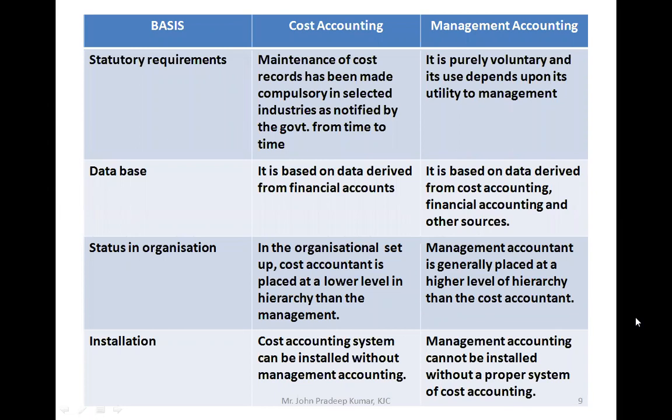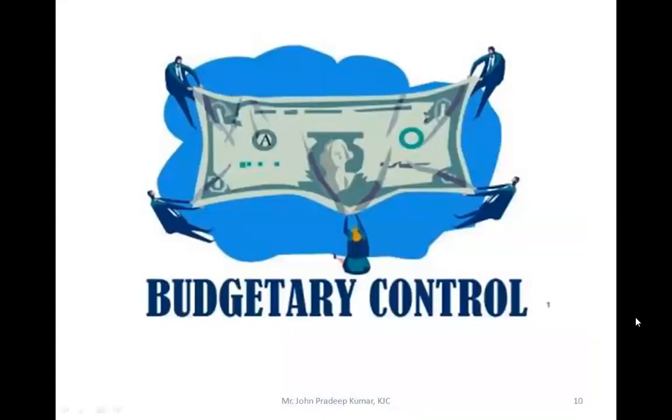And regarding installation, a cost accounting system can be installed without management accounting, but management accounting cannot be installed in any company without cost accounting and financial accounting. So they need to have both the systems first, that is financial accounting and cost accounting. Then only they can install management accounting in the company. So that is the difference between cost accounting and management accounting.